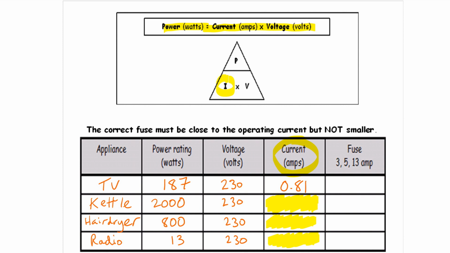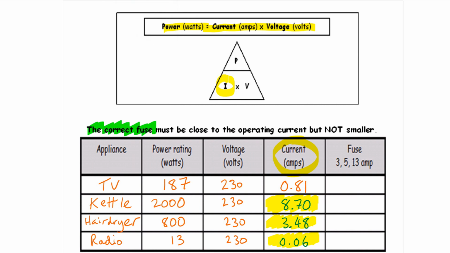2000 divided by 230 for the kettle, 8.70. The hairdryer, 800 divided by 230 gives us 3.48. And then the radio, it's going to be a small number, this very small current, because it's just not a very powerful piece of equipment. 0.06 amps.